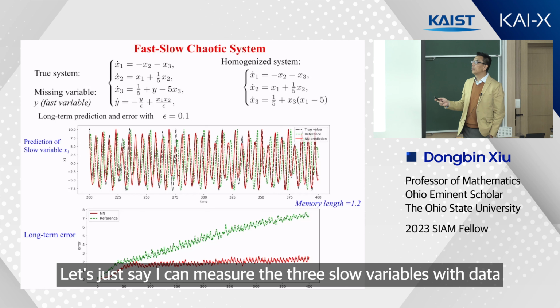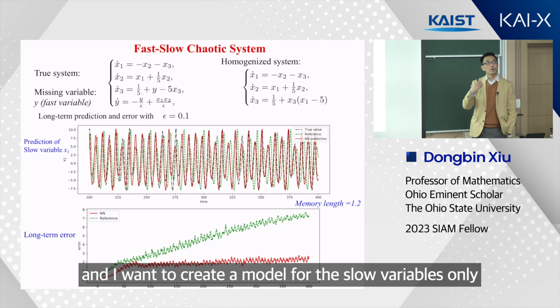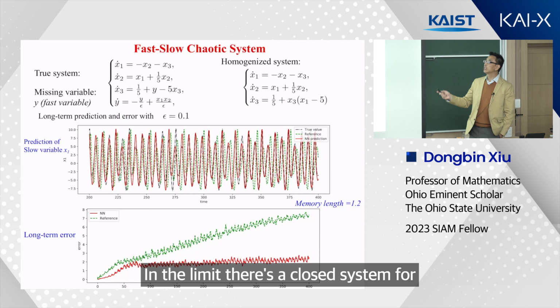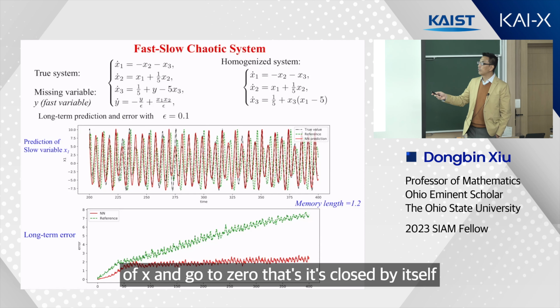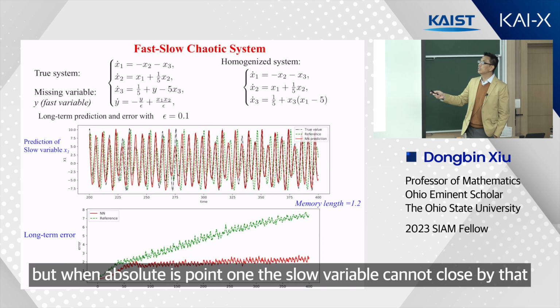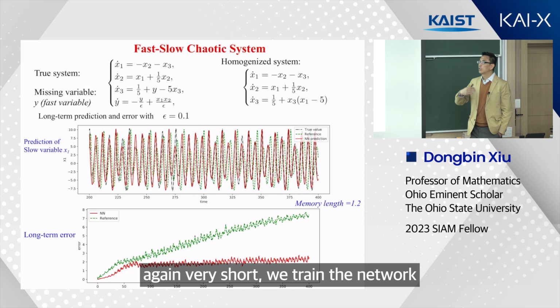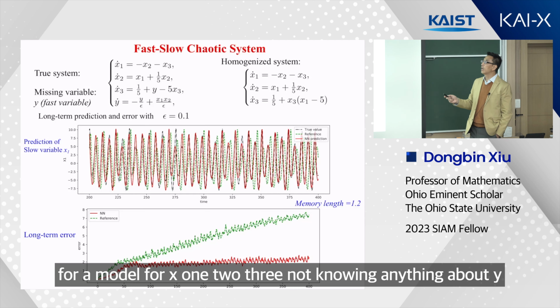Let's just say I can measure the 3 slow variables with data, and I want to create a model for the slow variables only. Again, they do not close by themselves. It depends on y. In the limit, as epsilon goes to 0, there's a closed system. It's closed by itself. But when epsilon is 0.1, the slow variable cannot close by that. But we observe x1 to 3 for a memory length of 1.2. Again, very short. We train a network model for x1 to 3, not knowing anything about y.